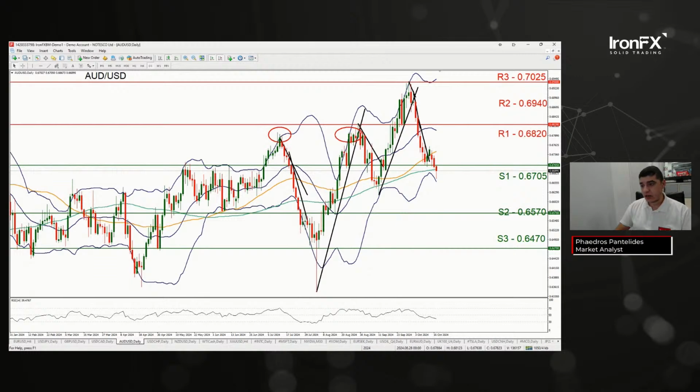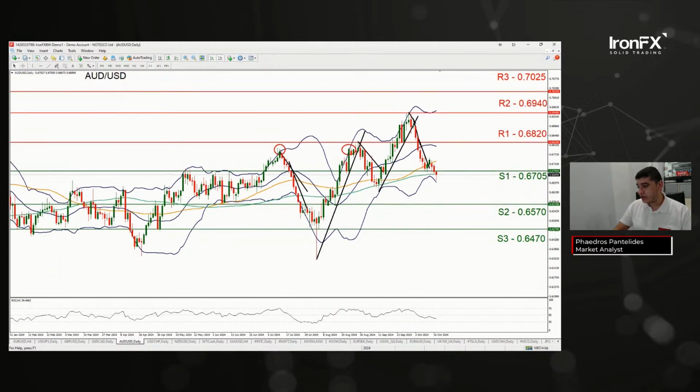You can see that in terms of technicals, the Aussie has broken below that support level, which we placed yesterday at 0.6705. So this would now act as resistance, so support and resistance. And next potential target for the bears could be S2 at 0.6570. The RSI is below 40, which also tends to imply a bearish market sentiment. So we would be maintaining a bearish outlook for the particular pair.